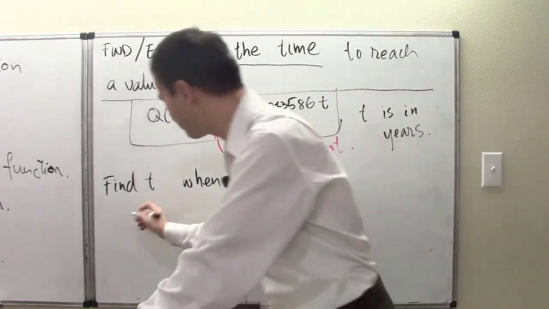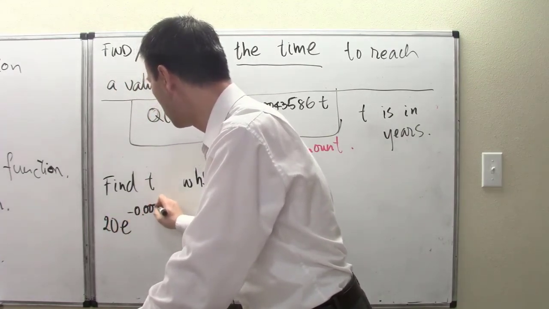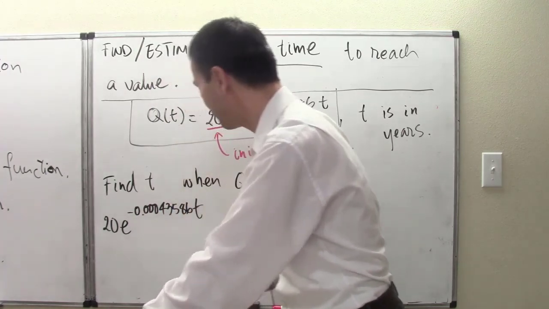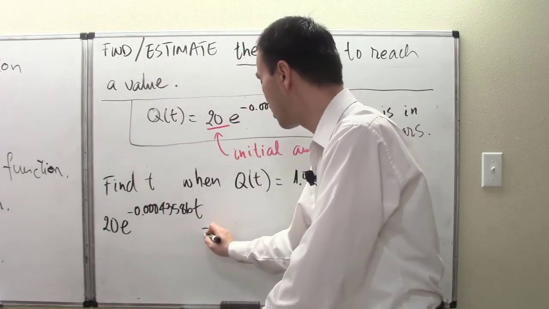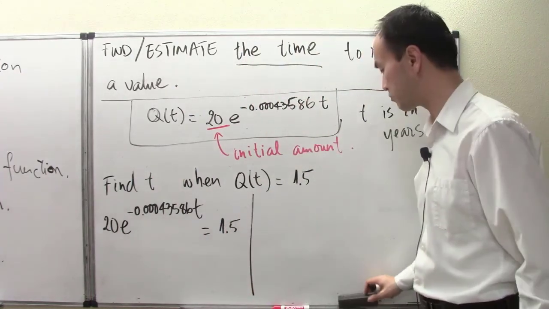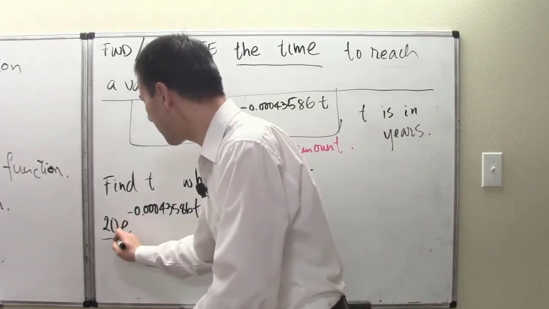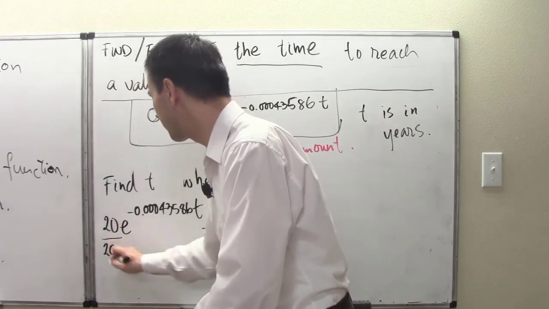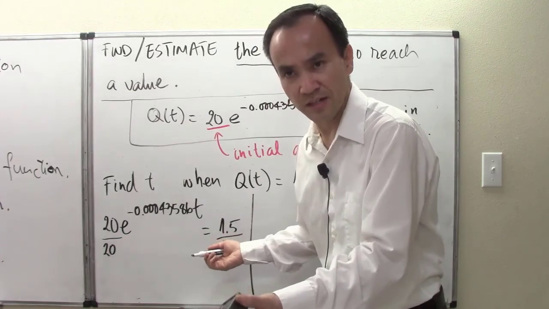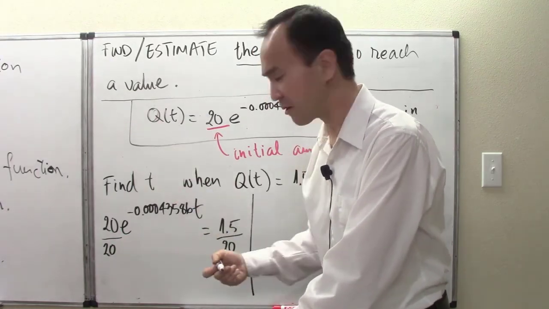So now 20 e to the minus 0.0043586 t, but we want that to be equated with 1.5. That's how we're tackling the problem. All right, and so now I'm going to divide both sides by 20. Any one of the steps here looks pretty repeated from the earlier problems that we have done.